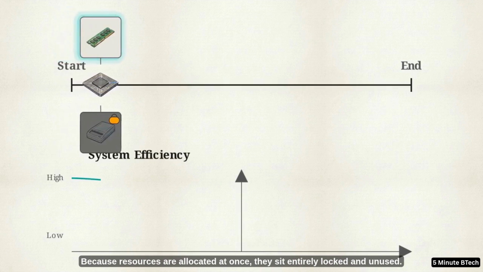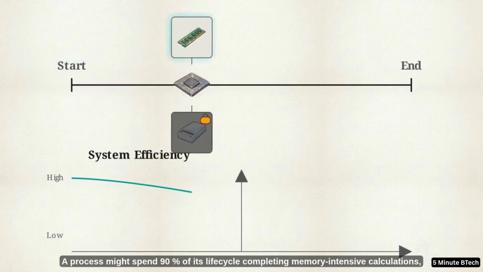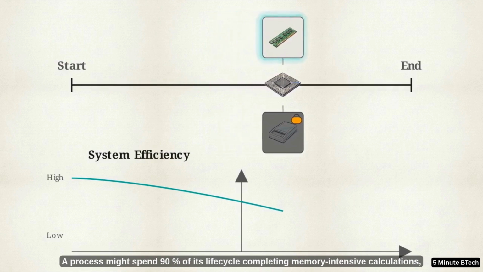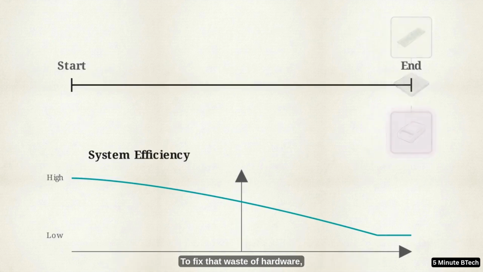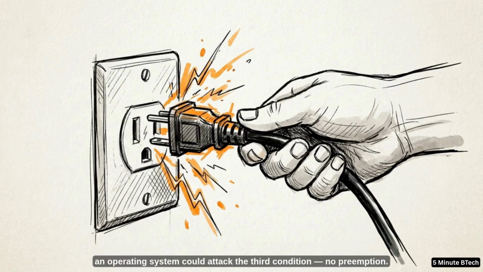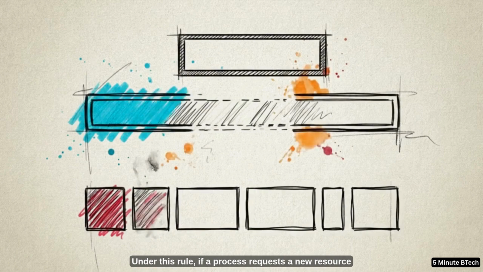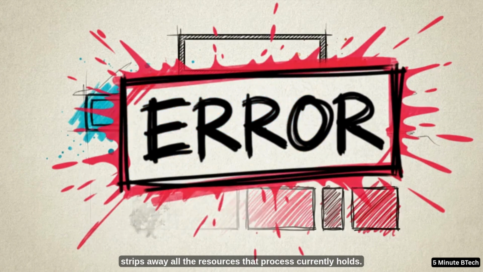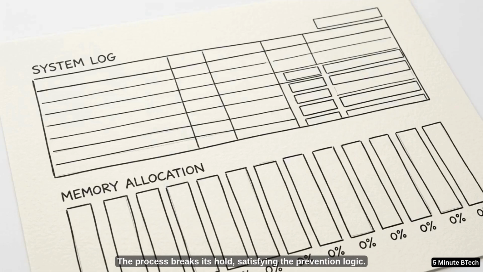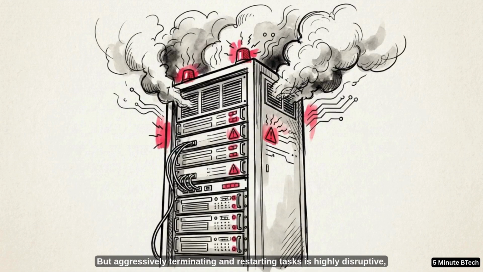Because resources are allocated at once, they sit entirely locked and unused. A process might spend 90% of its lifecycle completing memory-intensive calculations, hoarding a locked printer it won't command until the final second. To fix that waste of hardware, an operating system could attack the third condition, no preemption. Under this rule, if a process requests a new resource and is denied, the OS violently strips away all the resources that process currently holds. The process breaks its hold, satisfying the prevention logic. But aggressively terminating and restarting tasks is highly disruptive, particularly for complex data operations that cannot be safely rolled back.